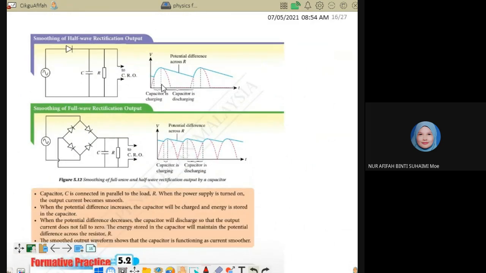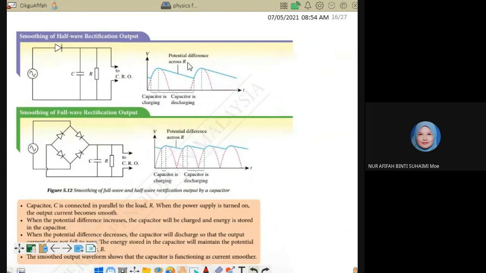Smoothing of half wave rectification. So, right, we put a capacitor connected in parallel to the resistor. Okay, so capacitor parallel to the resistor. Ini simbol capacitor lah, parallel line. Okay, capacitor dia ada 2 kaki.